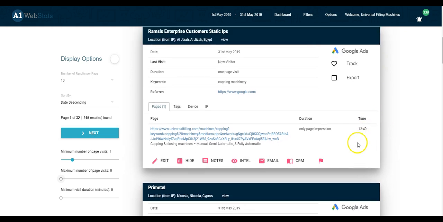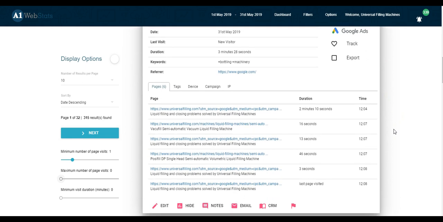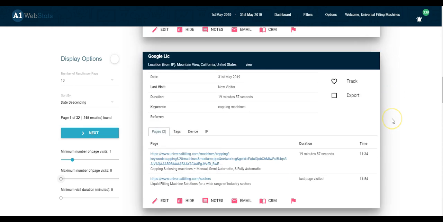Although admittedly some of them are actually landing on that particular page in the first place, but those that came in via other sources, this one for example got to the home page first of all, they did get as far as some of those machines pages as part of their journey.